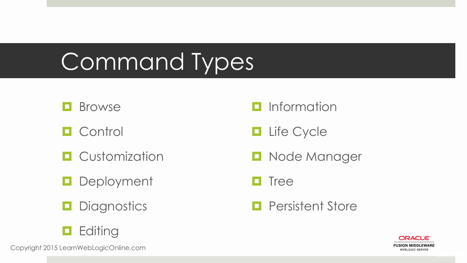And then, as I mentioned, there's lifecycle and Node Manager commands. These are used to control startup and shutdown. And there are tree commands, which allow us to change different mbean hierarchies. And like I said, I'll get into mbean hierarchies in just a second. And then persistent store commands. So there are commands specific to managing database and file-based persistent stores.